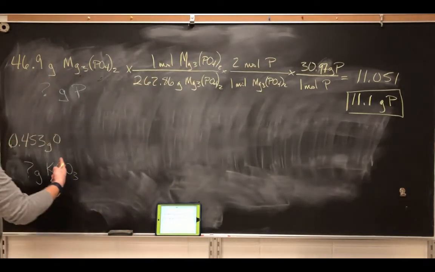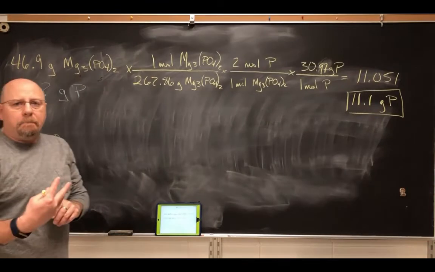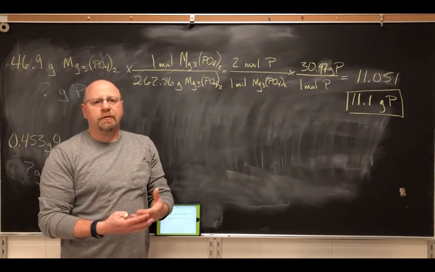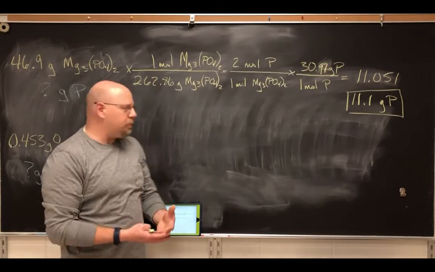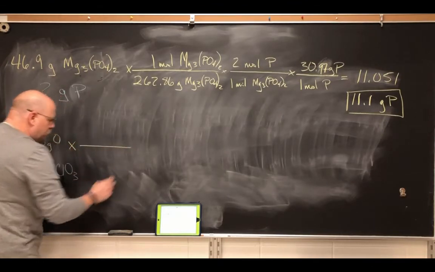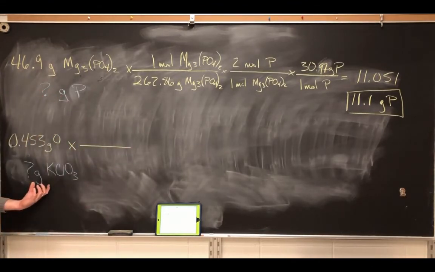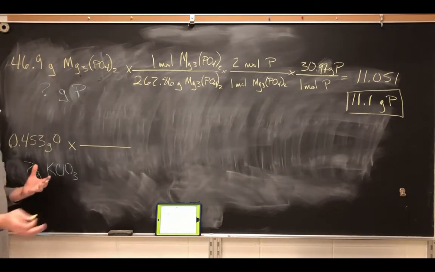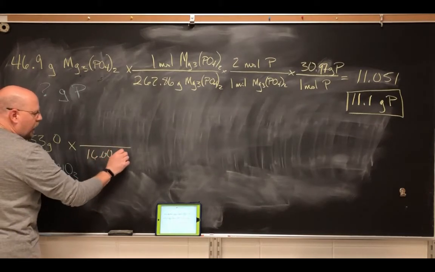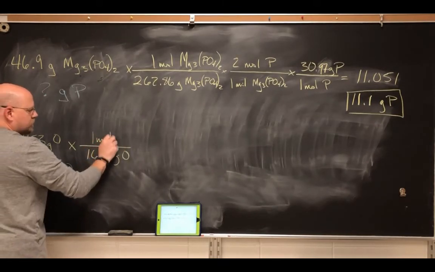If we go in the opposite direction, we're going to follow the same basic ideas. We're going to convert to moles, we're going to use a mole ratio somewhere in the middle, and then we're going to convert back into grams. So in this case, we're going to start off with our oxygen, and we want to know how many grams of potassium chlorate we could get from 0.453 grams of oxygen. So if we look at the periodic table, get our gram to mole conversion, there are 16.00 grams of oxygen in 1 mole of oxygen.